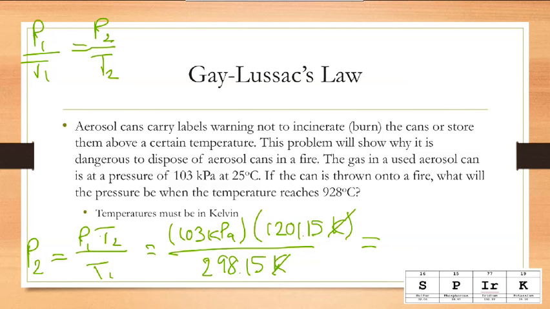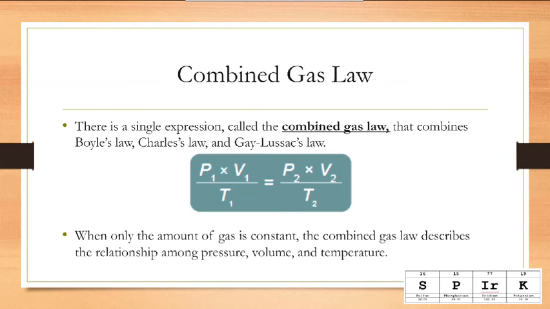We're going to multiply this through and then divide by our denominator. And this can is now at a pressure of 415 kilopascals. So as the temperature increased, the pressure increased. So then we can throw all of these together.